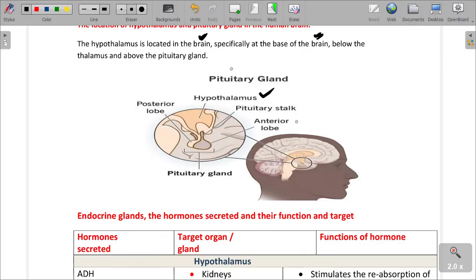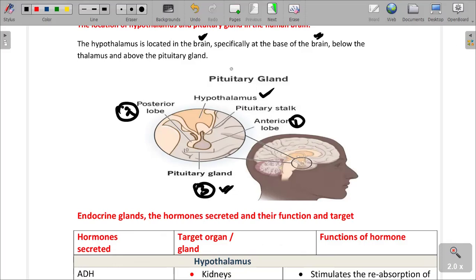We also have the anterior lobe and the posterior lobe. I want you to understand how they work and the hormones that are produced. And then finally, we have the pituitary gland that you are seeing located here. This is the pituitary gland, shown as number 3 on our diagram.